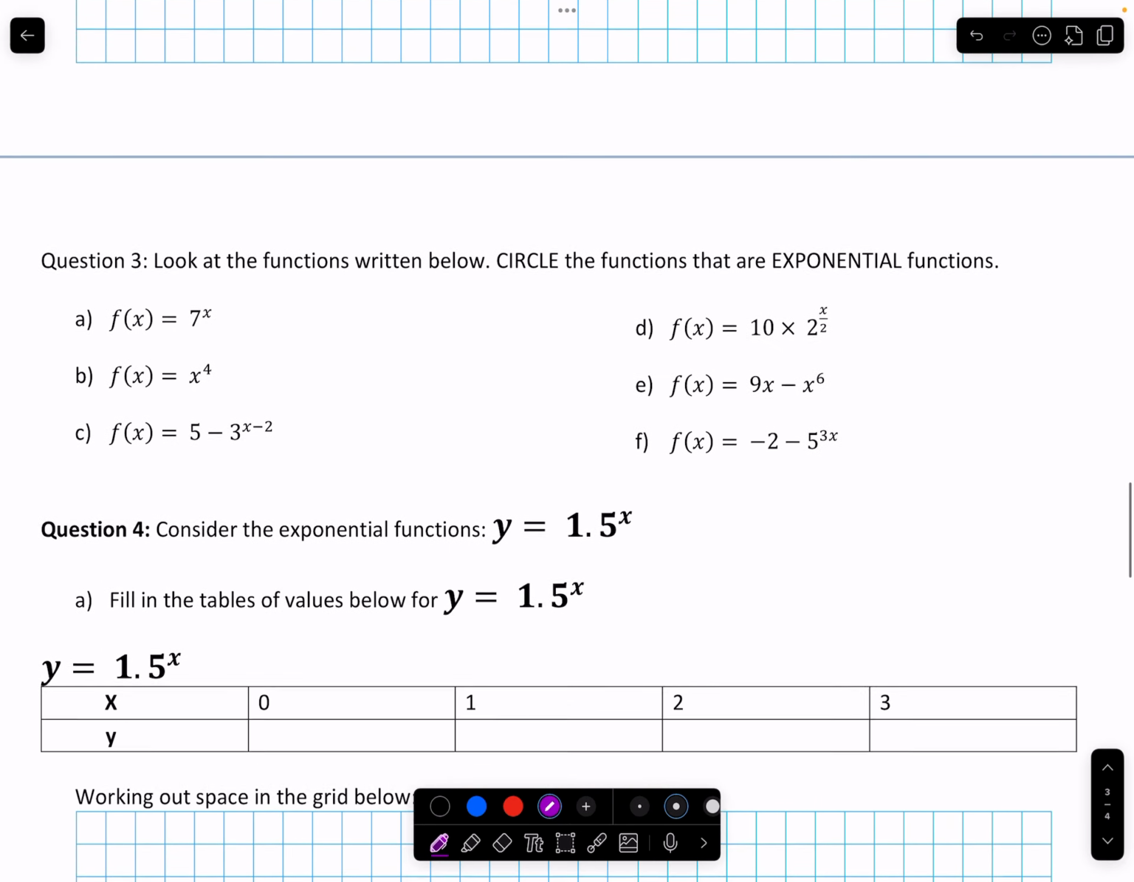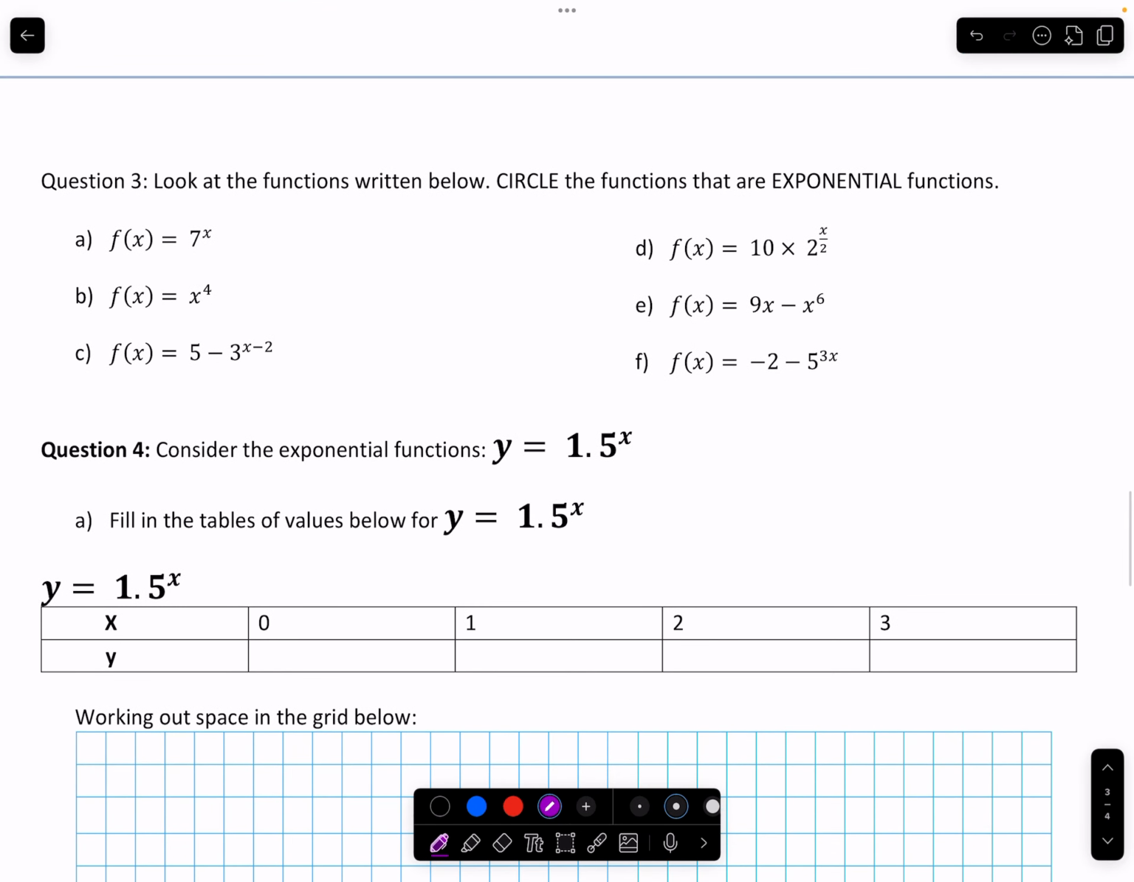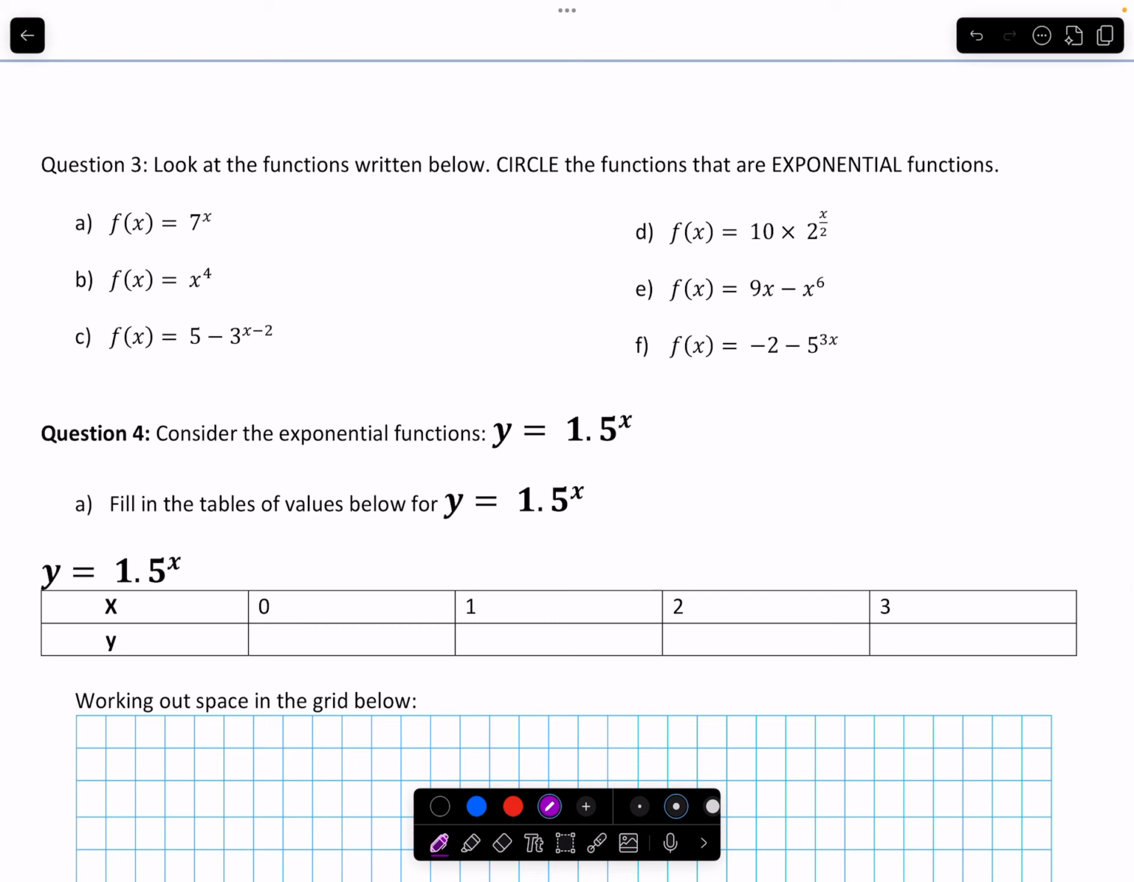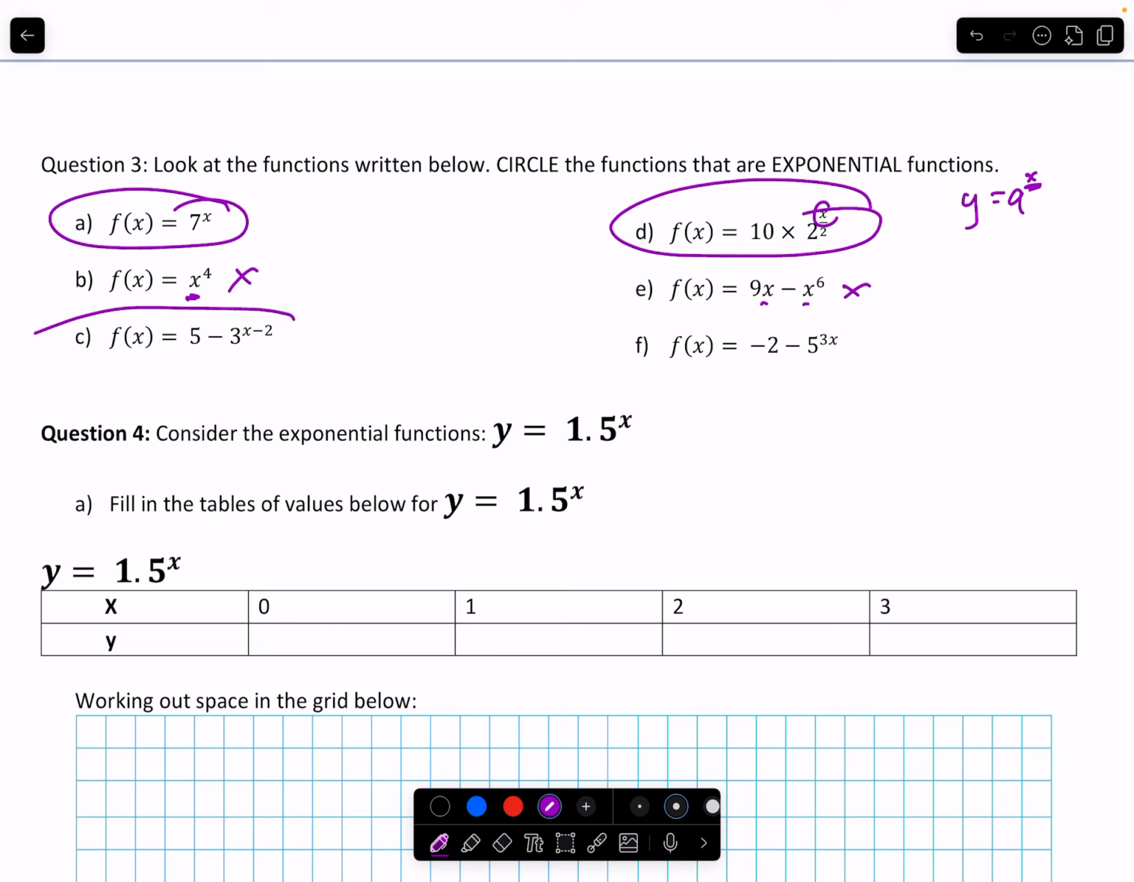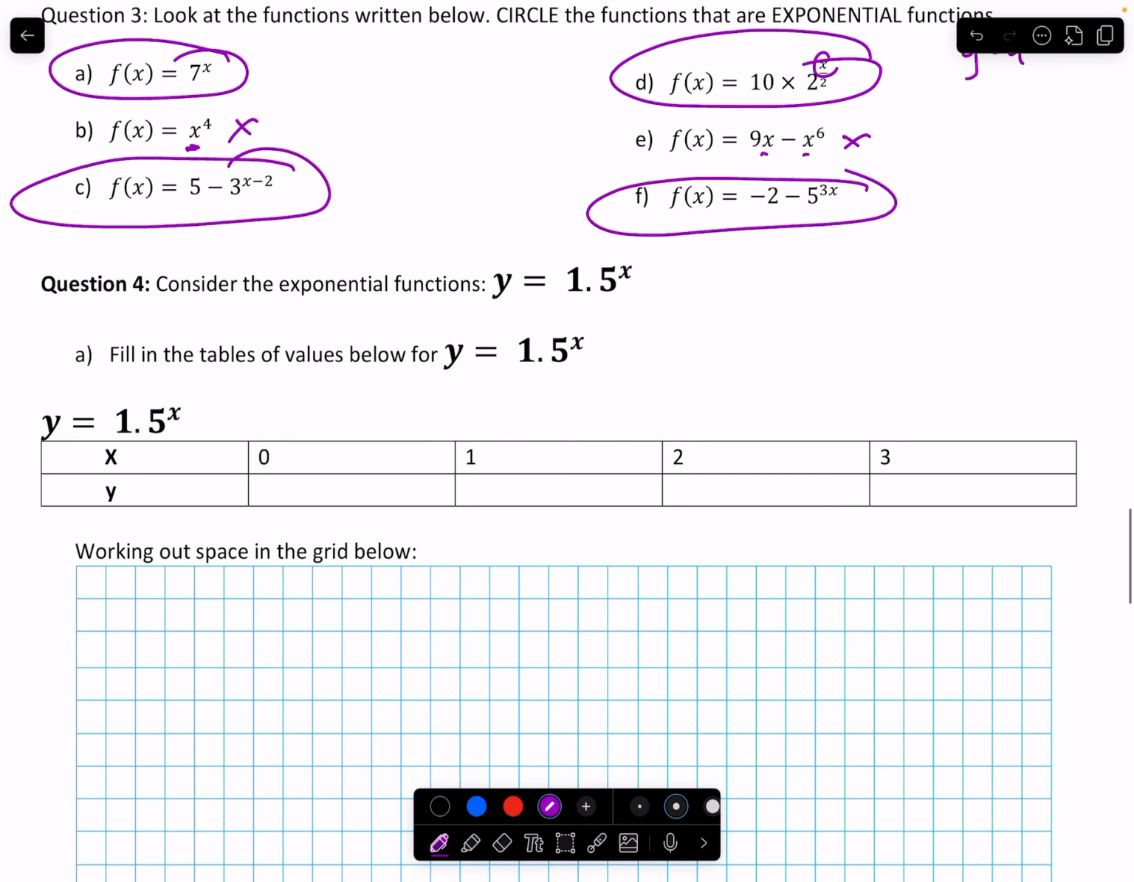As practice, look at the functions below, circle the functions that are exponential. An exponential function has x as a power, so anything that looks like a to the power of x, if x is a power, that's exponential. Look at the function, circle the functions that are exponential, that's exponential. X is a power, exponential. X is not a power, not exponential. X is not a power, not exponential. Exponential and exponential.